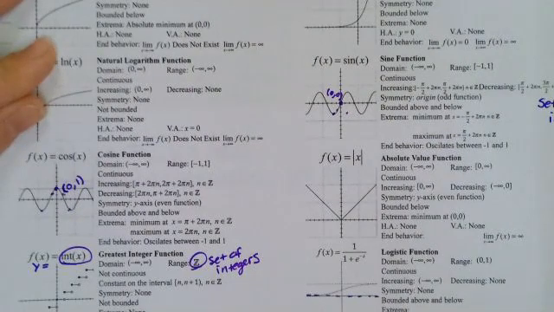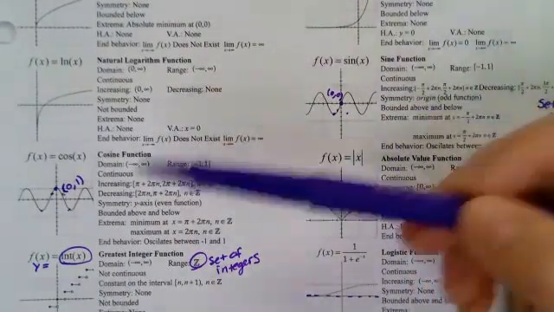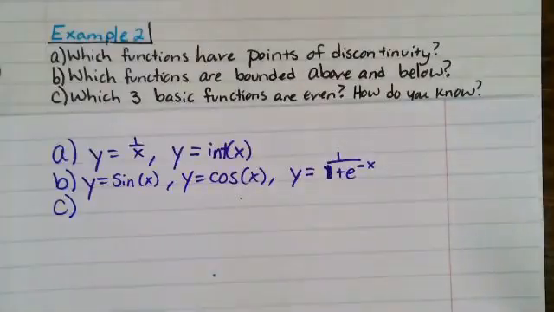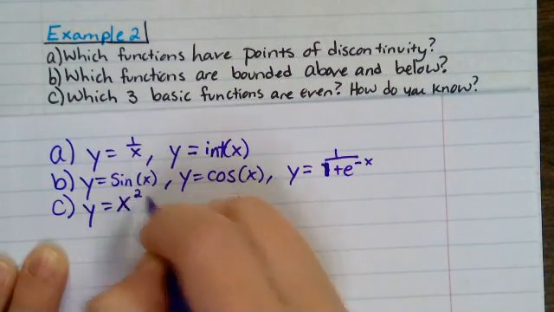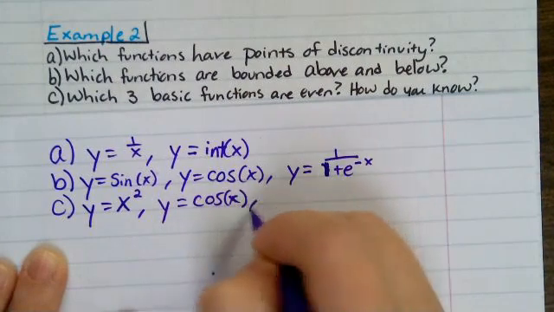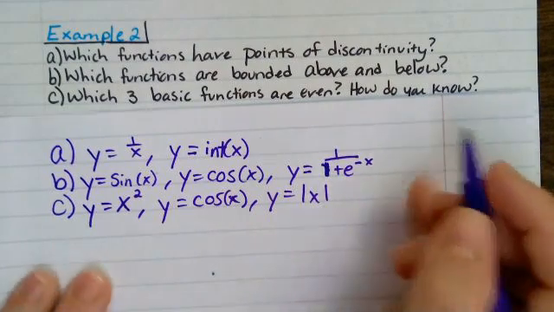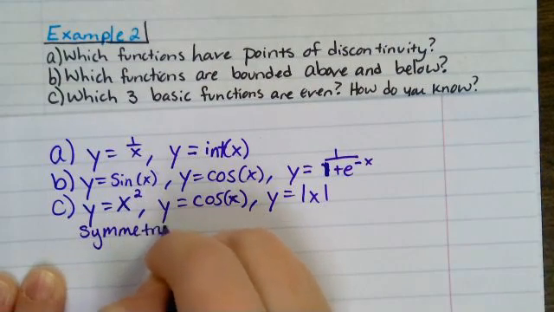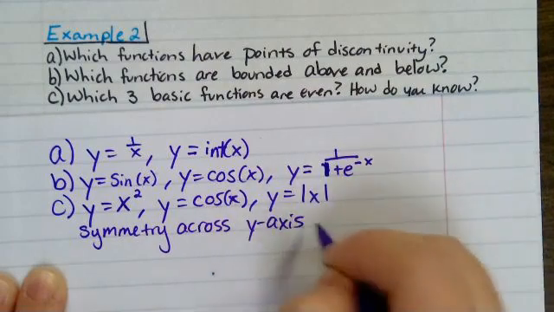And that may, oh, no, absolute value, that one as well. So I'm looking at squaring, I'm looking at cosine, and I am looking at the absolute value. Y equals x squared. Y equals cosine of x, and y equals absolute value of x. Okay, and how do we know that they're even? There's symmetry across the y-axis. Okay.